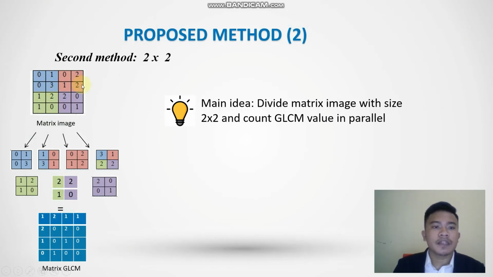And the second method is 2 cross 2. We divide the image into sections of size 2 cross 2 and count the GLCM value in parallel. So if we have a 4 cross 4 matrix image, then we divide it into sections of the image and calculate them in parallel. So the time of calculation will be lower than sequential.